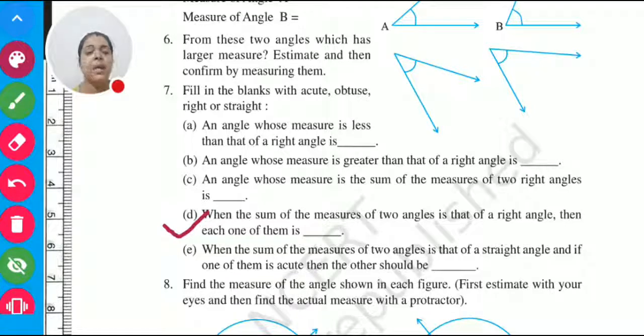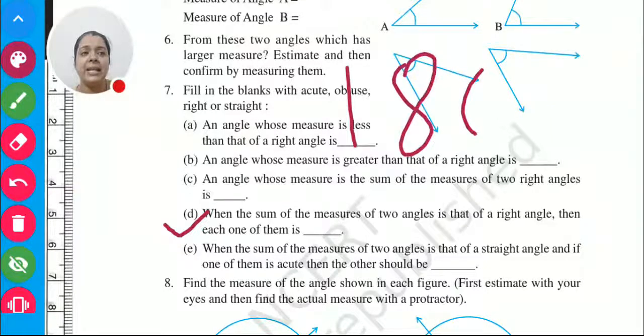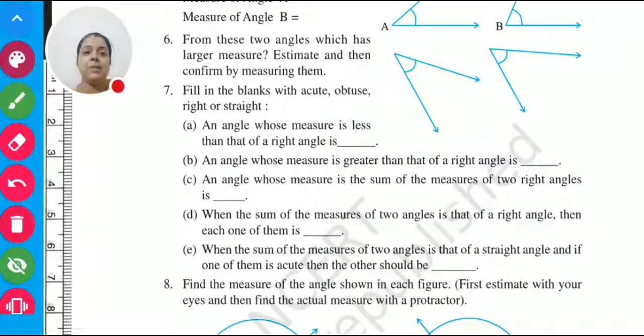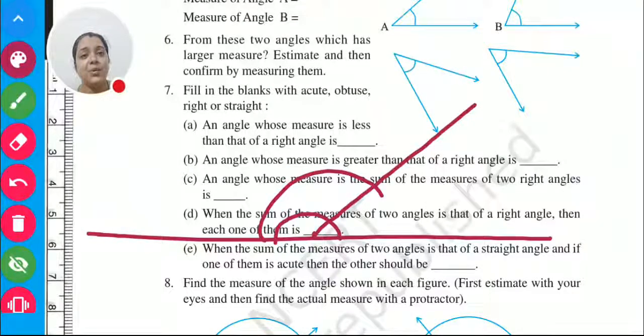Number E, when the sum of the measures of two angles is that of a straight angle. Means when you are adding up two angles and making it 180 degree. A straight angle is 180 degree only. But if one angle is less than 90 degree, an acute angle, then to make a straight angle, what is the second angle? Undoubtedly it is an obtuse angle. One is acute angle and the second is the obtuse angle only.